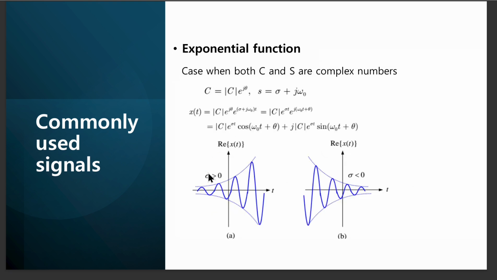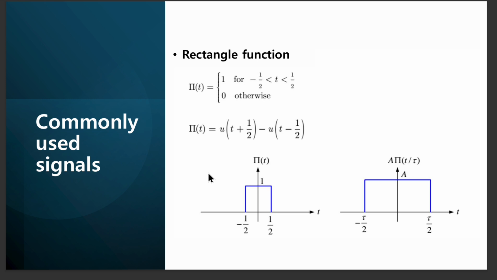Next is the exponential function when both C and S are imaginary numbers. Since the equation is complex in this case, we will simply note its existence and move on. Next is the rectangle function. As the name suggests, it has a square-like shape. Uniquely, this function can be expressed as the difference between two step functions.